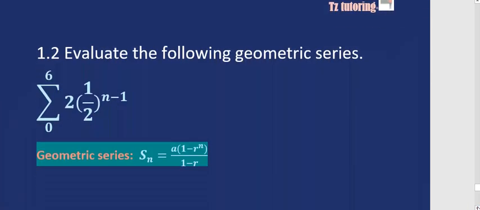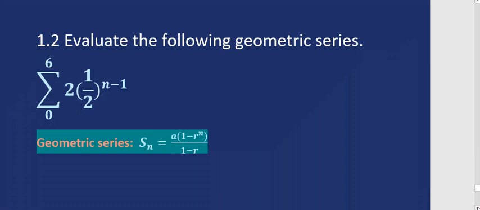This time we are evaluating a geometric series. Here you need to be careful, because this particular series does not start at 1, it starts at 0. If a series starts at 0, then you need to count the 0 as a term too. So from 0 to 6, that would be 7 terms, because you start counting from 0, not from 1.